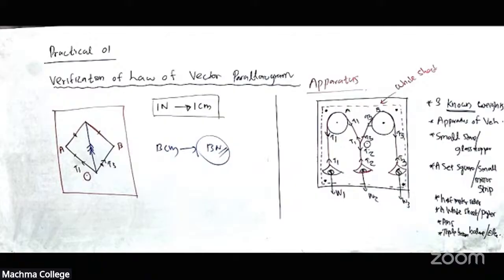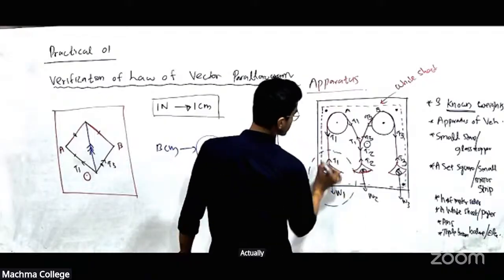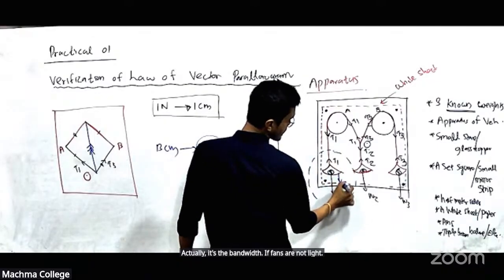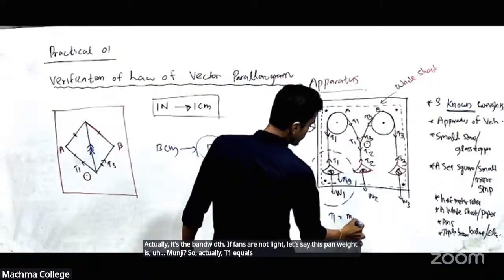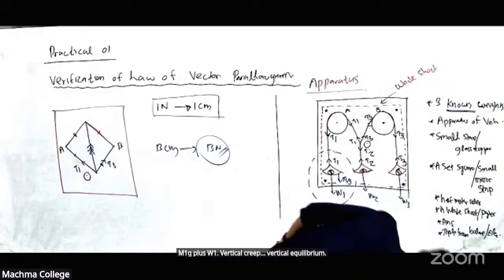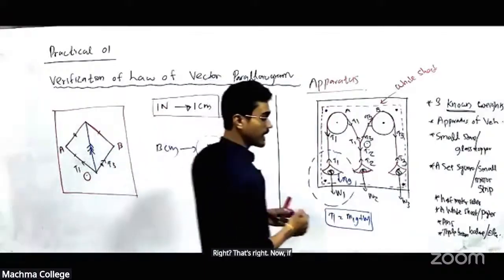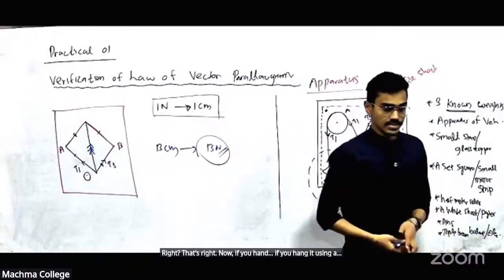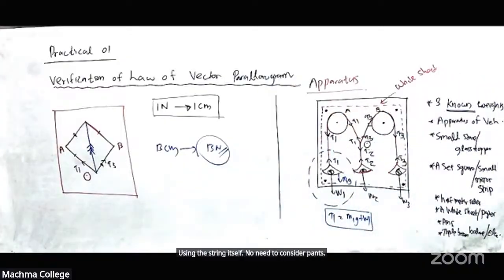So why do we consider pan weights? Because the equilibrium is actually with the pan weights. If pans are not light, let's say this pan weight is M1G. So actually T1 equals M1G plus W1. Vertical equilibrium. Right? That's why. Now if you hang it using the string itself, no need to consider pans. Right. Any other questions? All good?